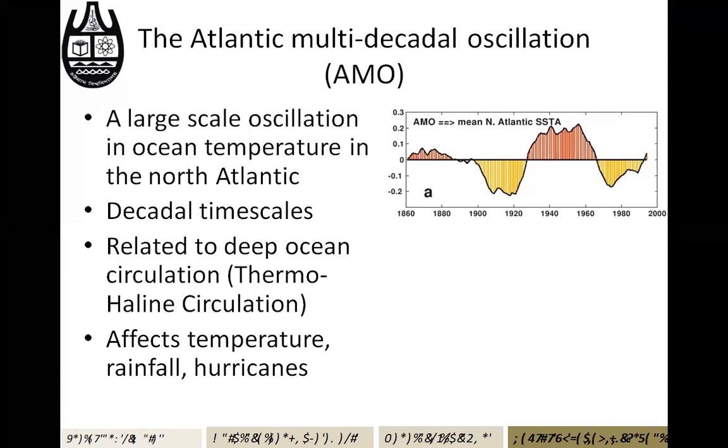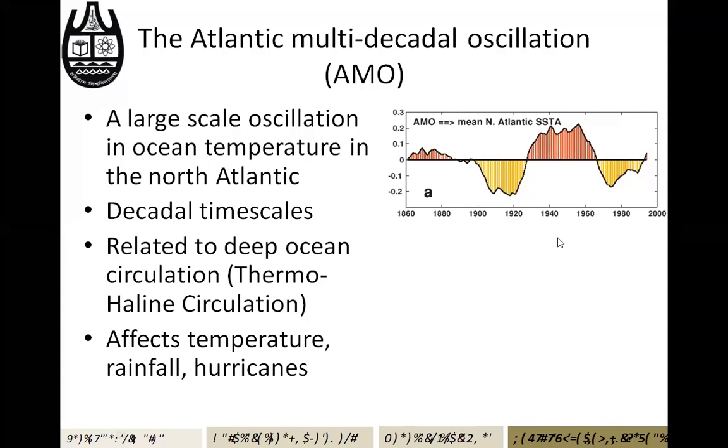In the last class, we discussed proxy indicators, which are used for reconstruction of past climates. We also discussed a few of the causes or sources of climate variability or climate change, and two important internal mechanisms. One is the Atlantic oscillation, and another one is the Southern Pacific oscillation, El Niño or La Niña.